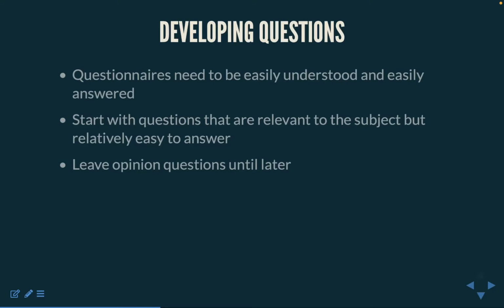Developing questions. The questions in a questionnaire need to be easily understood and easily answered. If they aren't, then you run a high risk of low response, a risk already present for numerous other reasons. Generally speaking, it is useful to structure your questionnaire by asking unthreatening, friendly questions first. Questions that are relevant to the subject but relatively easy to understand. So often, questionnaires open with basic demographic questions first.